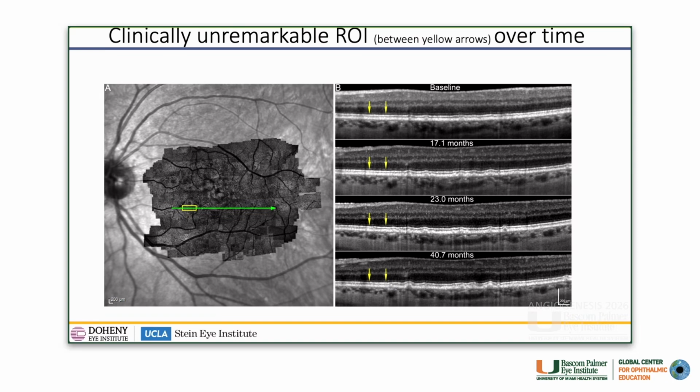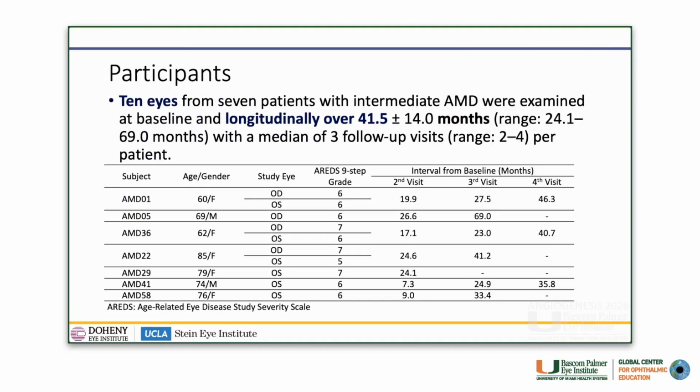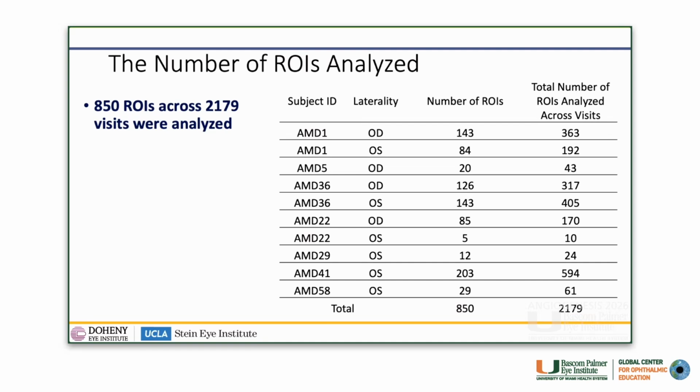Here's an example of a segment where we had AO imaging, and you can see between the yellow arrows is the unremarkable area, no drusen or STD there. Here's a higher power view looking at the AO images. Again, we did the cone counts in these areas, these regions of interest. And this is sort of a summary of the cohort. There were 10 eyes with a longitudinal follow-up of over 40 months, as you can see here. And we studied over 850 regions of interest and multiple visits across this cohort.